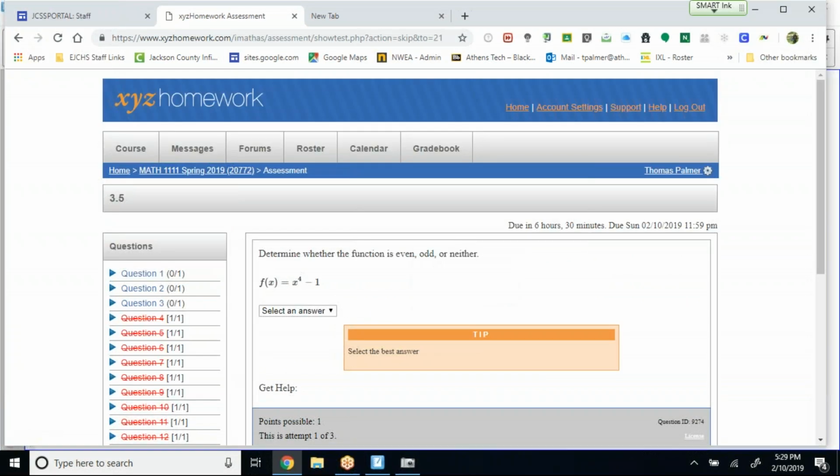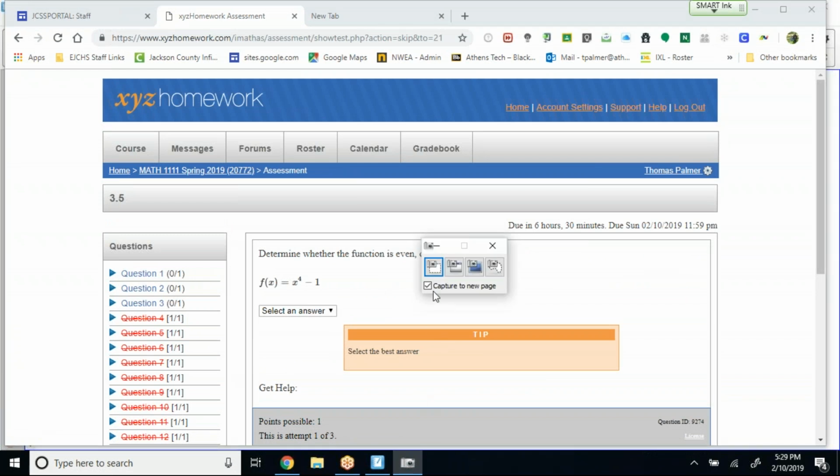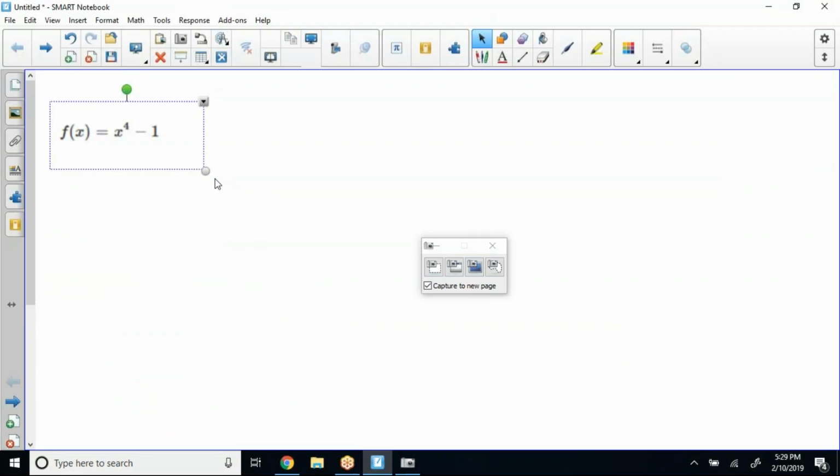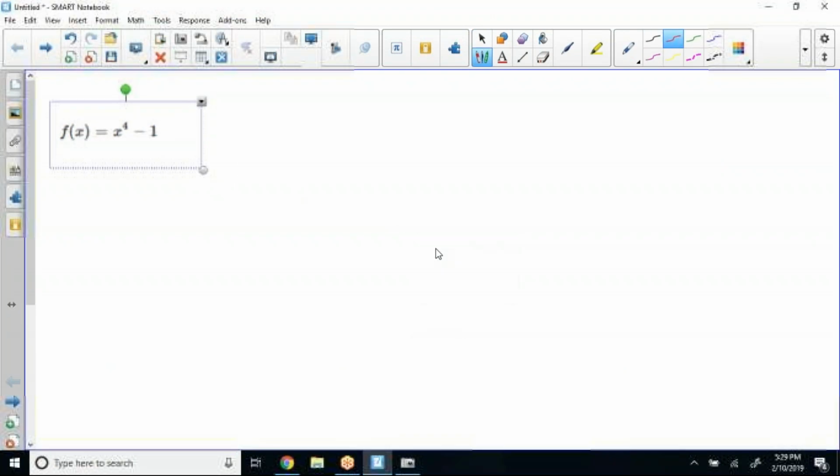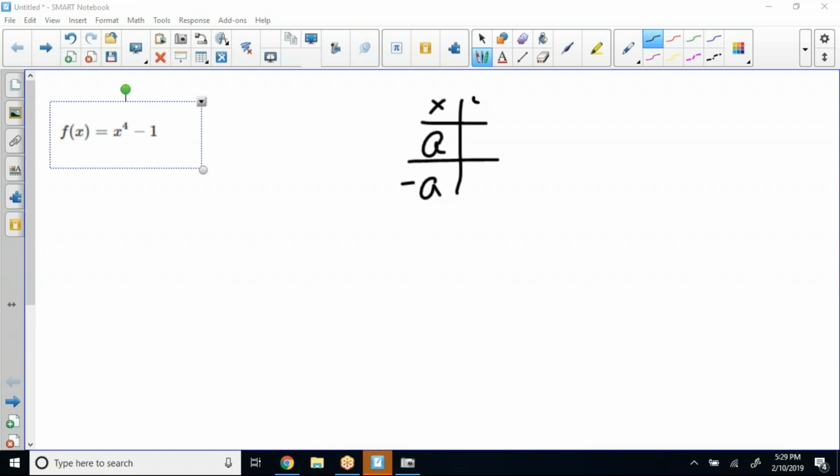Okay. All right. So let me snap that over there. What we're looking at is we're just going to create a t-table, basically, and what we're looking for is this. You pick an x and its opposite, and you substitute it in. If it comes out with the same outputs, then it's even.